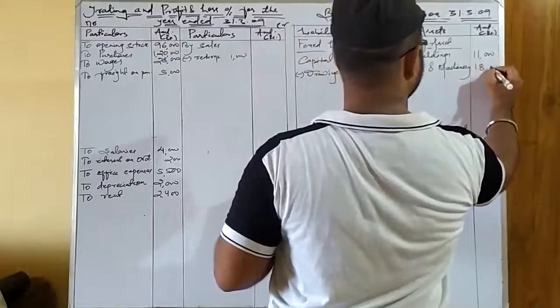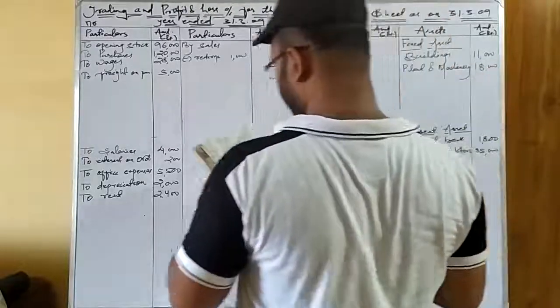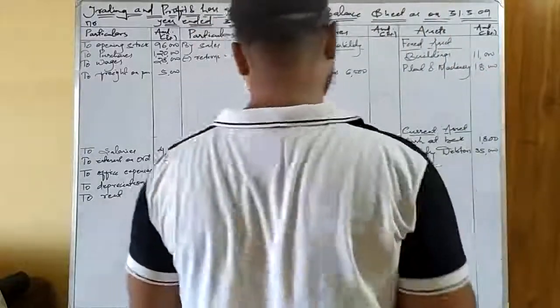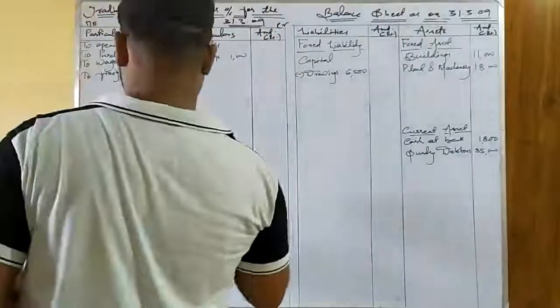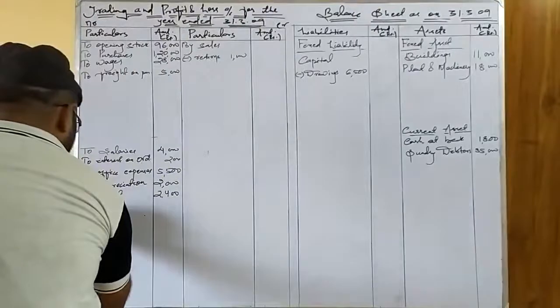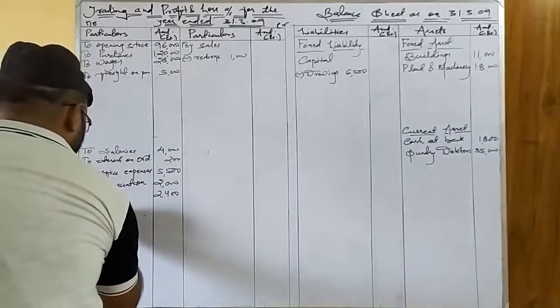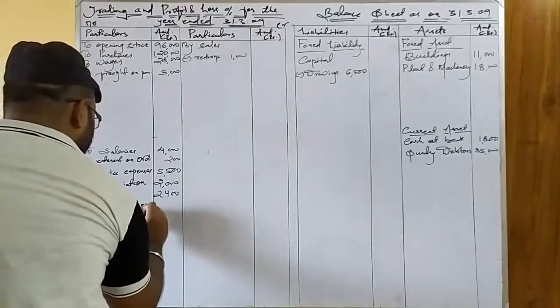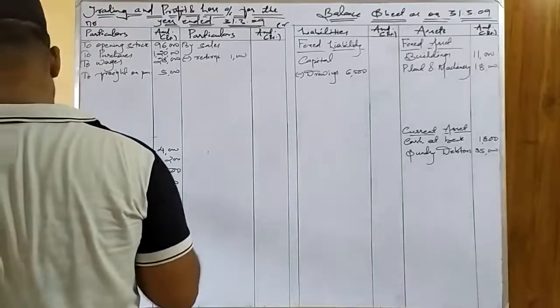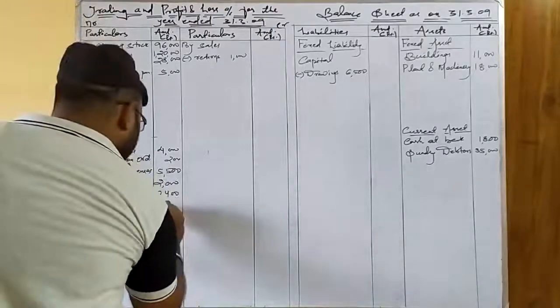Plant and machinery is given for 18,000. Next is travelling expenses. So definitely this is an indirect expense and it will be posted to profit and loss account. To travelling expenses. So travelling expenses are given 5,000 rupees.